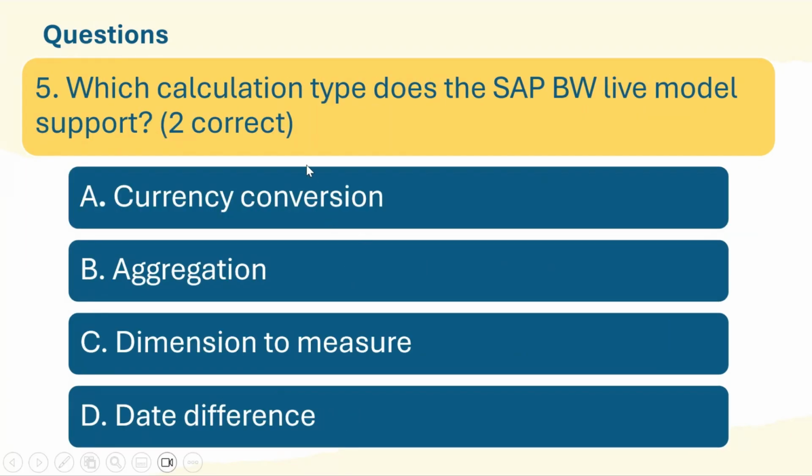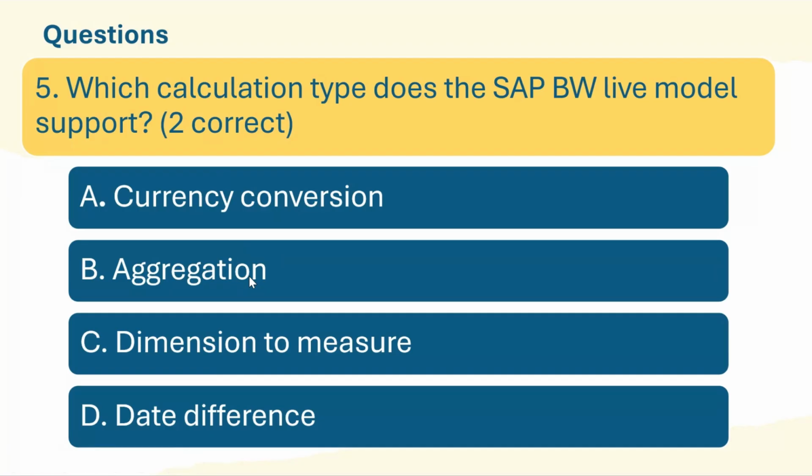So the next question is, which calculation type does the SAP BW live model support? Here there is some mistake in the question because only one answer is correct from the options below. The correct answer will be aggregation. So you can perform aggregation and select the type of aggregation like sum, count, maximum, minimum, and what are the context of the models, the dimensions you can select. This is the type of calculation you can do.